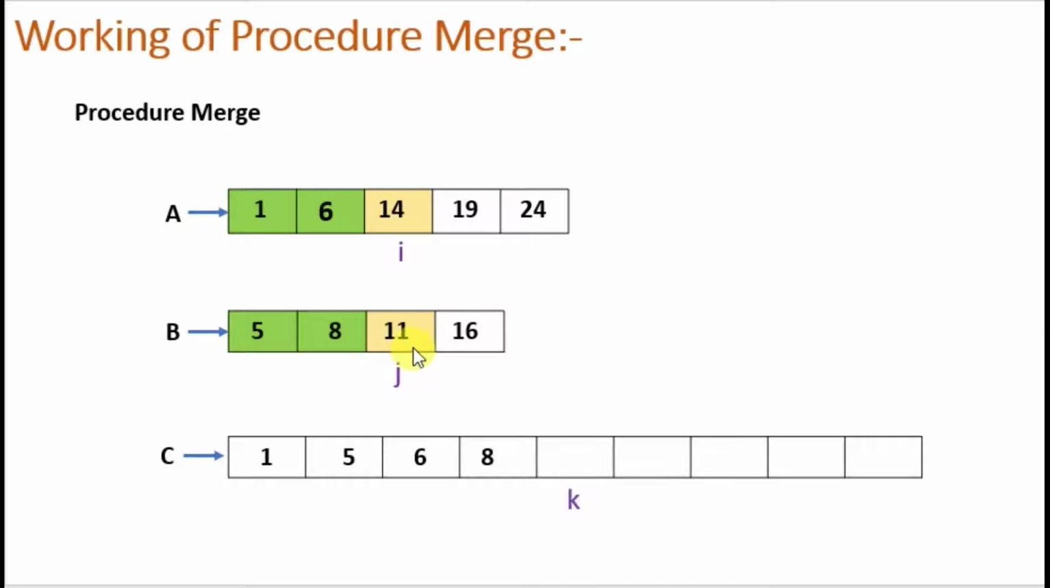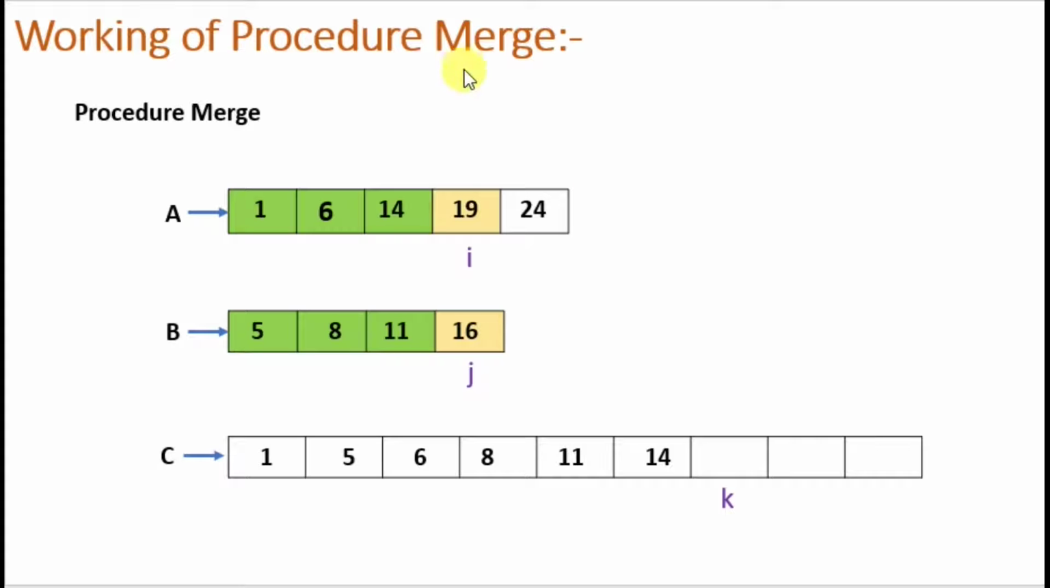Now next selected are 11 and 14. We will compare 11 with 14. So 11 is smaller, so 11 will go into C of K. Now after 11 is moved, J and K got incremented. Next A of I and B of J will get compared, and 14 is less than 16, so 14 will move into C of K from A of I, and after that I and K will get incremented. So here 14 is moved and I and K got incremented.